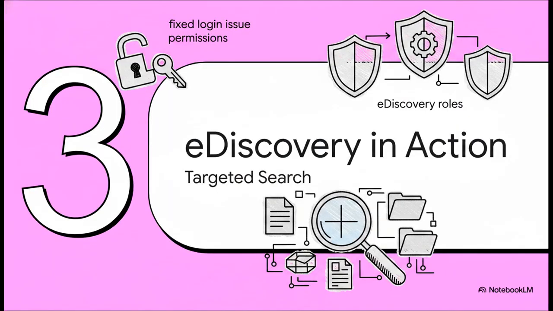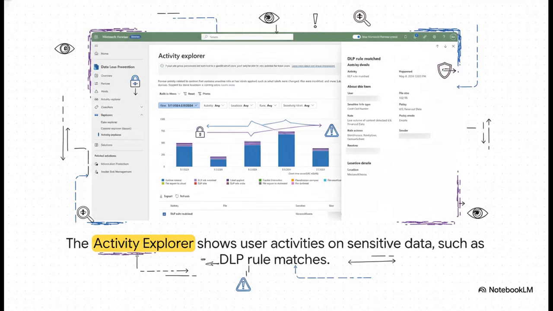We've solved our login problem, we've set up our permissions. Now, let's actually use those new e-discovery roles to run a really specific, high-value search. So this here is the Activity Explorer. It's an awesome tool that gives you a window into what your users are actually doing with sensitive data. You can see when files are created, when they're changed, or when a data loss prevention or DLP rule gets triggered. It's your eye in the sky for data activity.